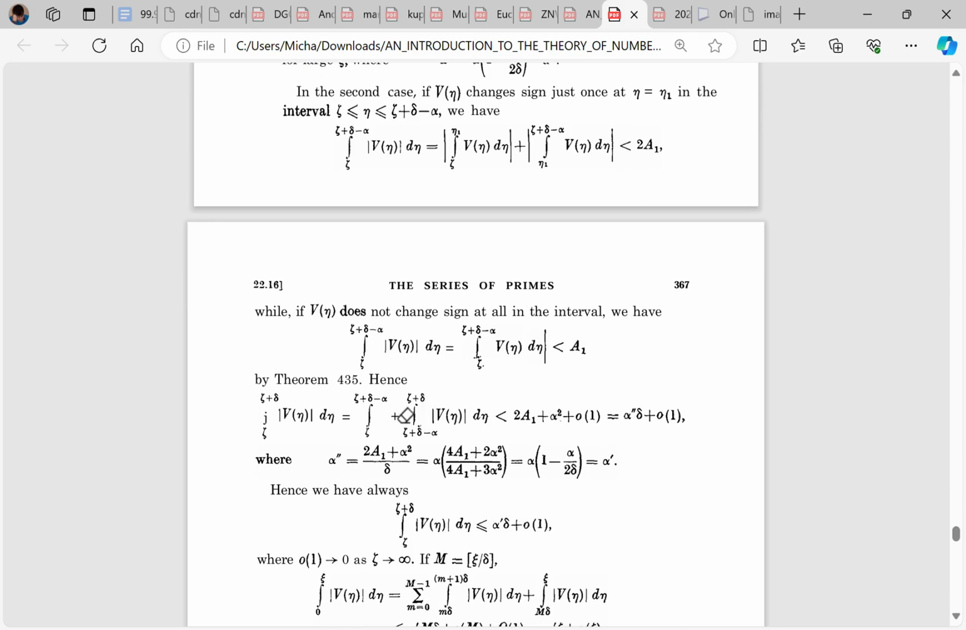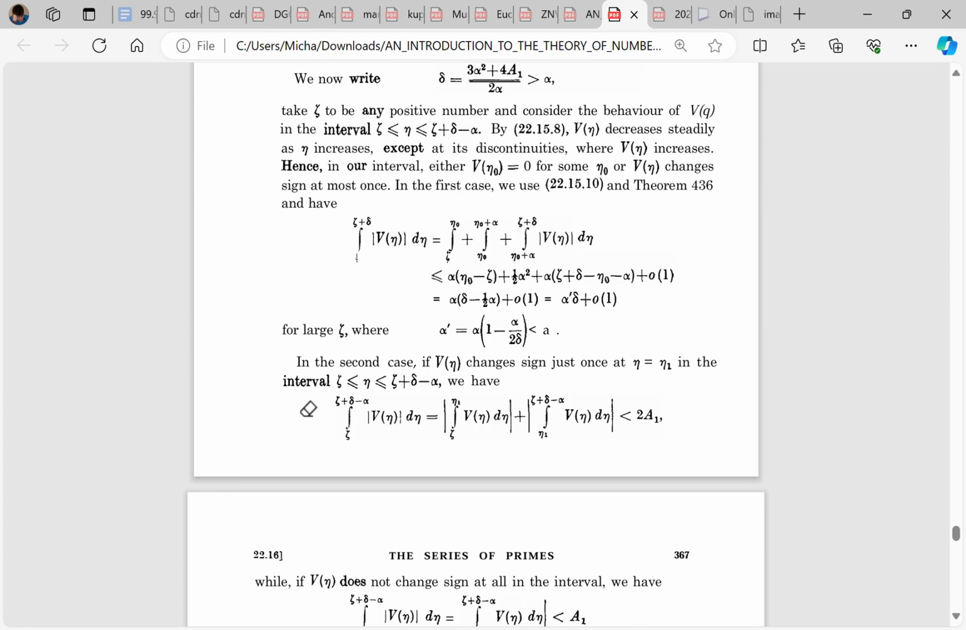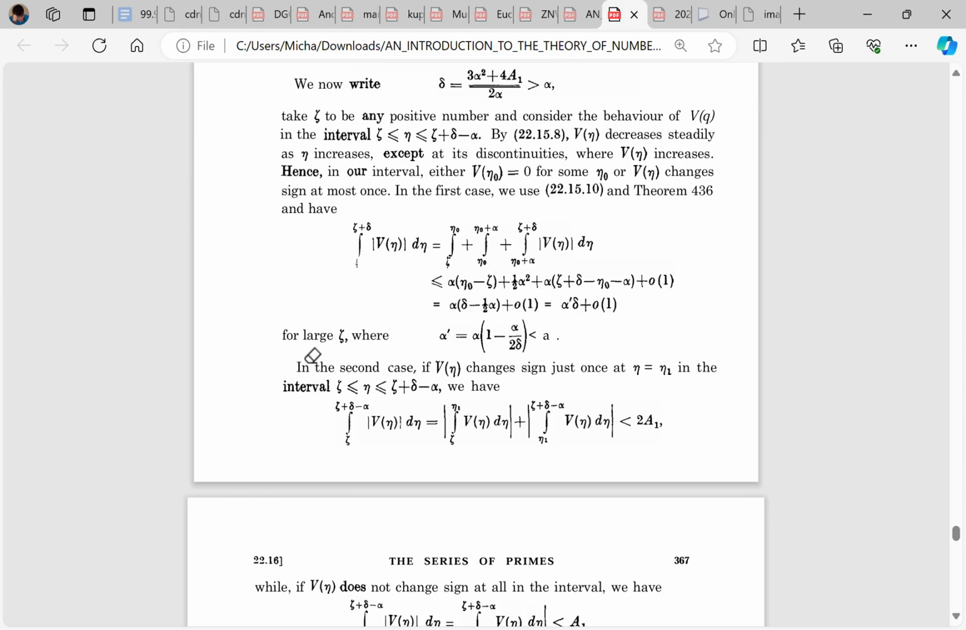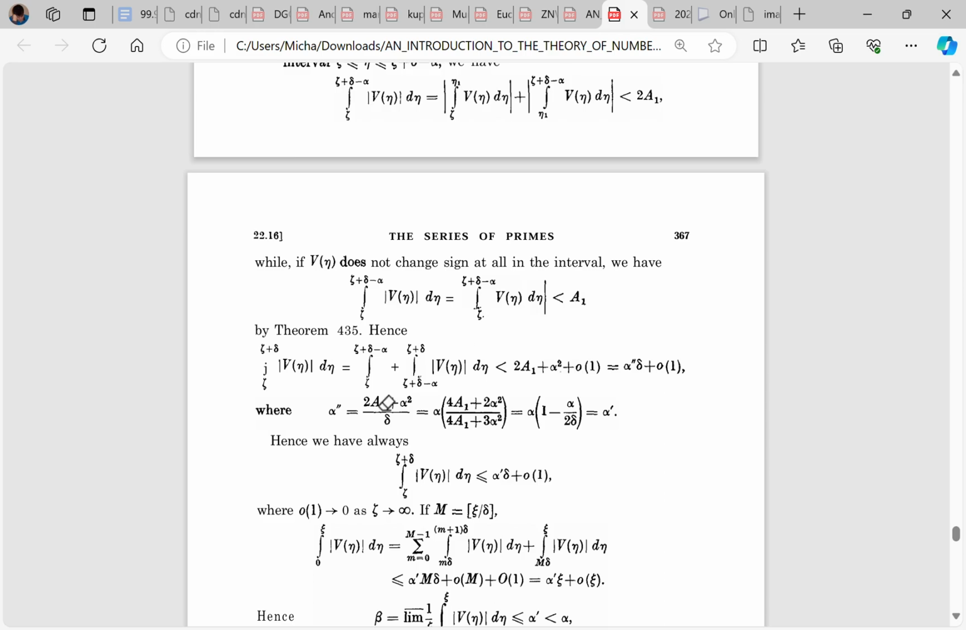Okay, so when you go from zeta to zeta plus delta, in the second case, you can break it up into these regions where this one is bounded by 2a1 and this other one, okay, so this is another one where this thing is alpha plus little o(1) and this interval has length alpha, and I guess alpha times little o(1) is still little o(1).